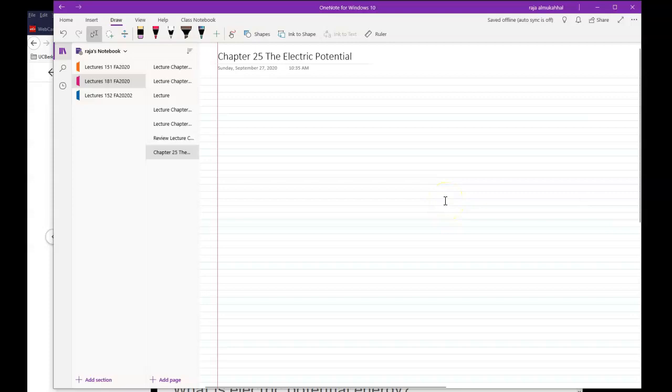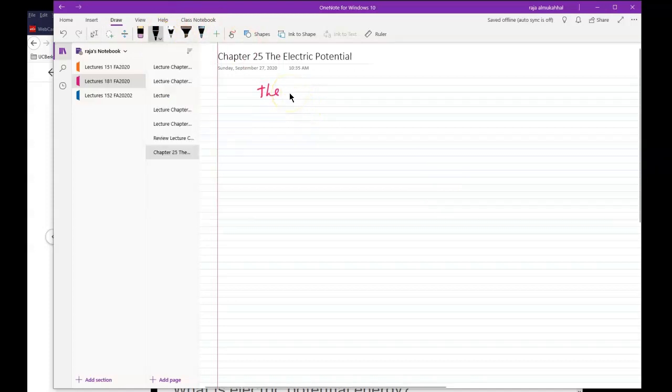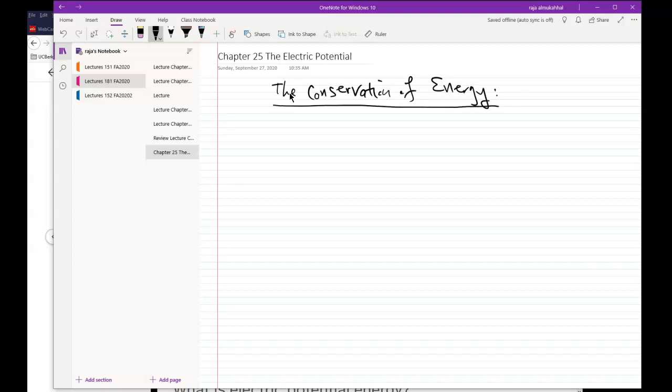So, from mechanics, you've studied what is called the conservation of energy. We have what is called the total energy, E, is equal to K plus U, where K here is the kinetic energy and U is the potential energy.